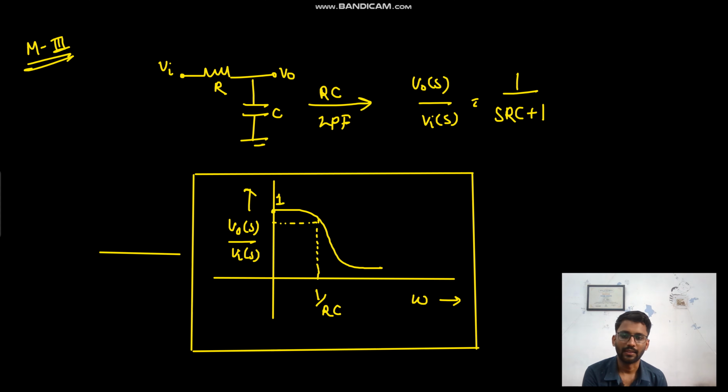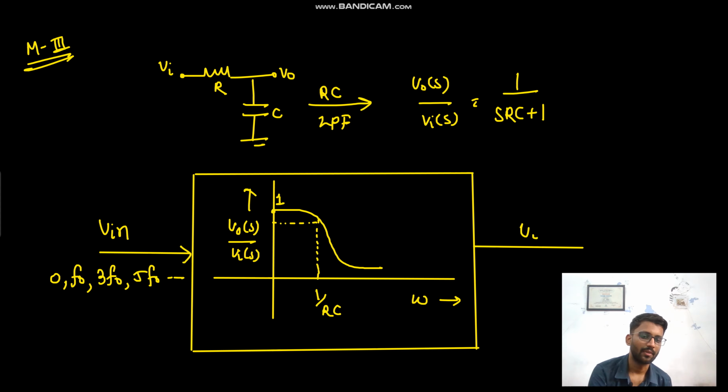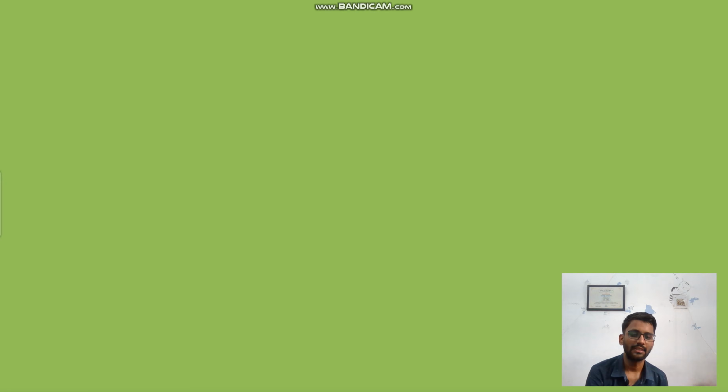What you are doing here is that this is your input. What is input? Input is a square wave, right? And the square wave has DC, F naught, 3 F naught, 5 F naught, all these components, right? And you will have some output. Now what is given?